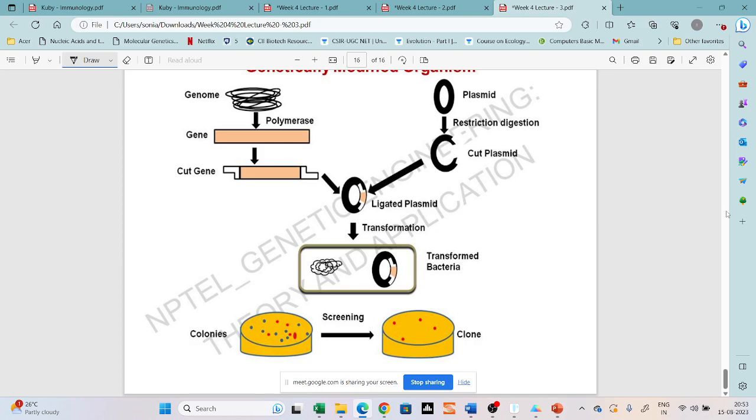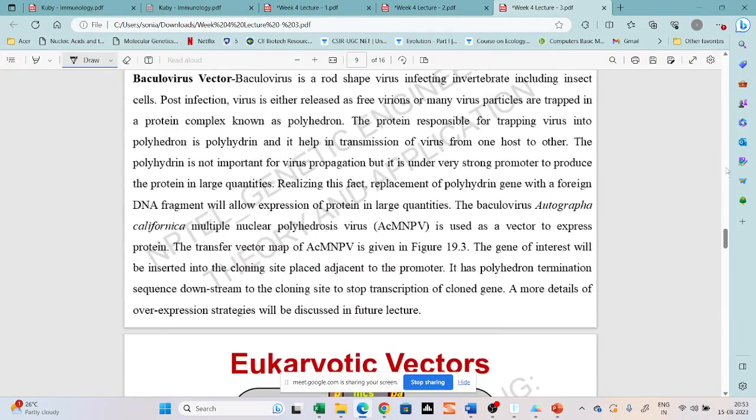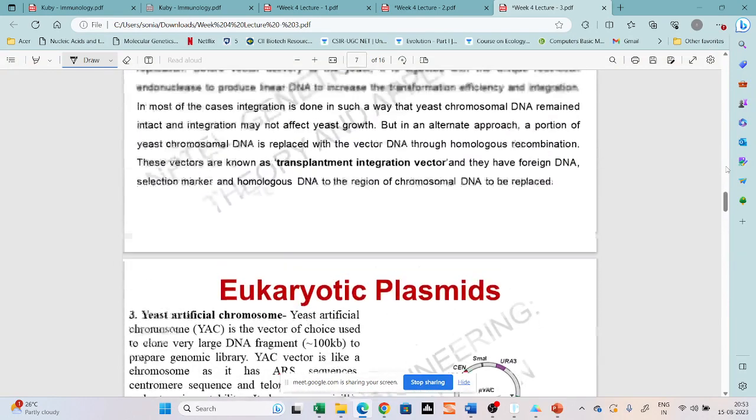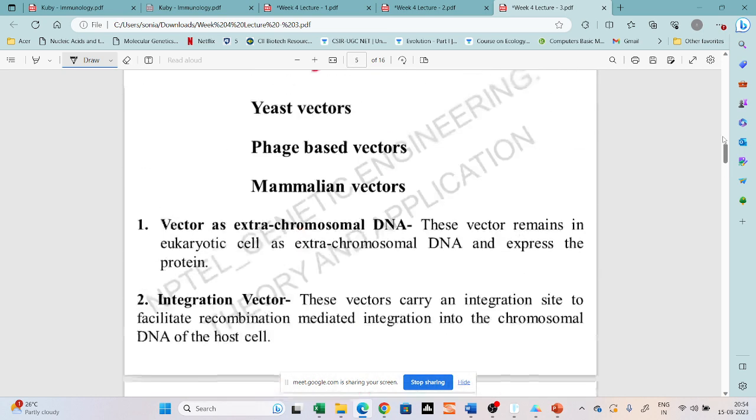Then we have studied some eukaryotic vectors. If you know, there are n number of vectors available in the market now, and which vector you use depends upon your requirement. It is not possible to cover each and every vector, so in our curriculum we have covered the most important, most basic and most studied ones. pBR and pUC are the most studied vectors when we talk about prokaryotic vectors.